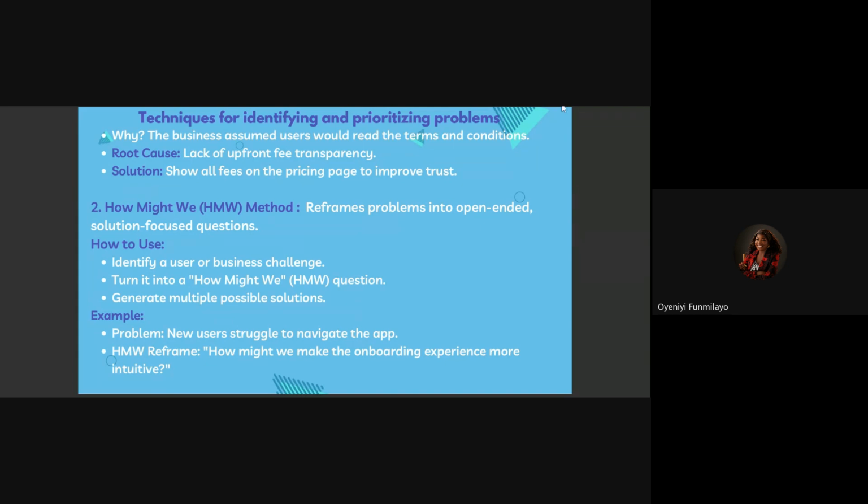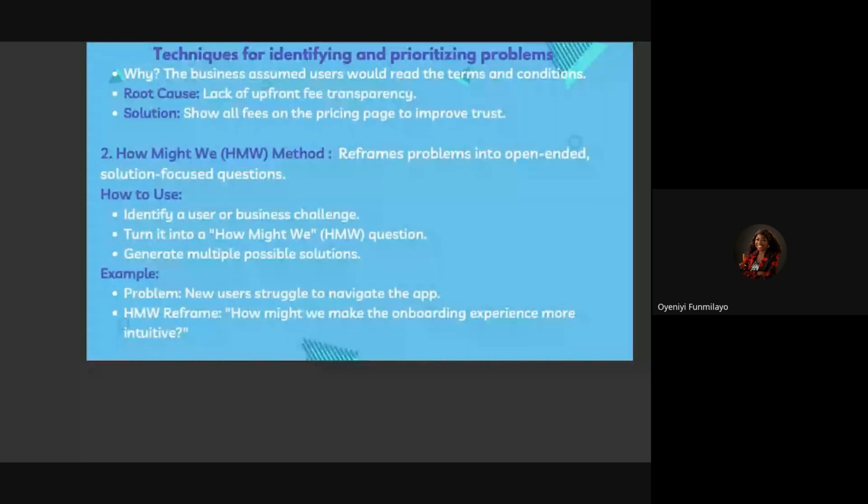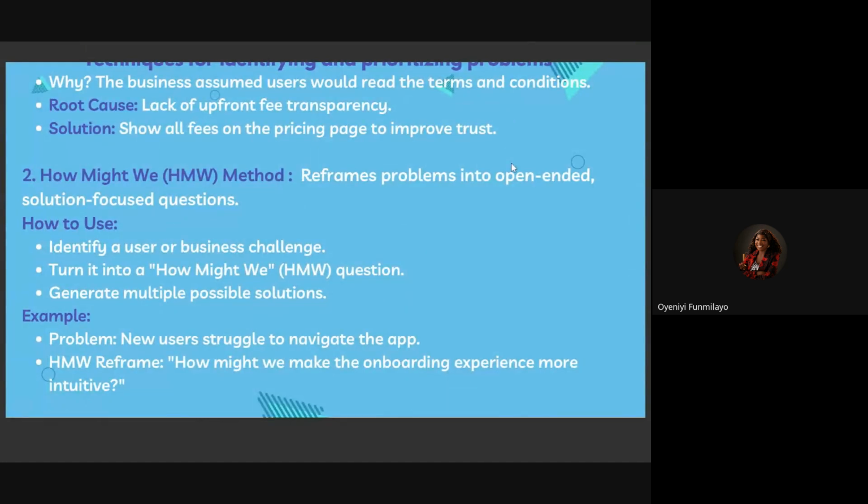Do you get this technique? We asked for an emoji if you understand this technique. Okay, good. So yeah, that's one way we can use to identify problems, right?